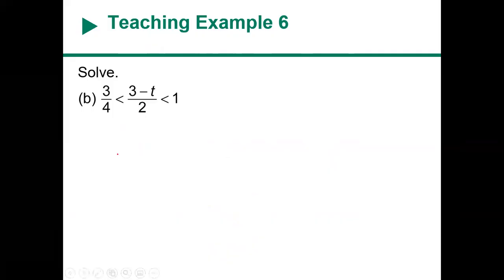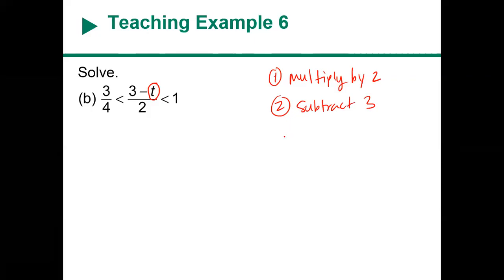All right, here's compound even with fractions. It doesn't change the process. Even though there's a fraction involved, it does not change the process. You still have to isolate your variable. My job here is to isolate t. You can pre-make a plan of what you're going to do. First thing I'm going to do is multiply by 2. Then the second thing I'm going to do is subtract 3. And then the last thing I'm going to do is divide by negative 1, which is going to cause me to flip my sign.